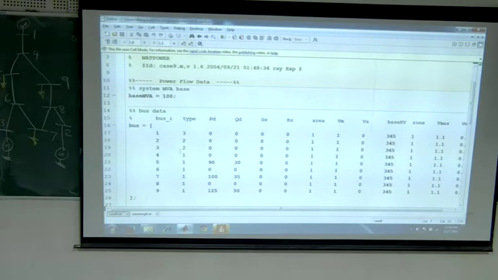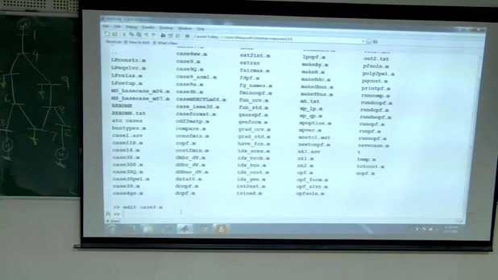Let's solve it. For solving it, I go to MATLAB and simply run the command to run power flow on case 9. So I got a solution.